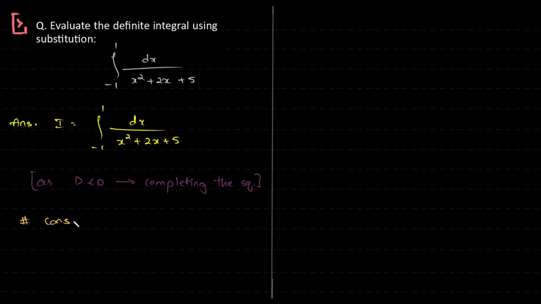Since we have to use the completing the square method, first we'll consider the expression x squared plus 2x plus 5. Now, we have a square plus 2 into a into b plus b square. Where do I get 1? I can write 5 as 1 plus 4. And now, this is nothing but x plus 1 the whole square plus 2 square.